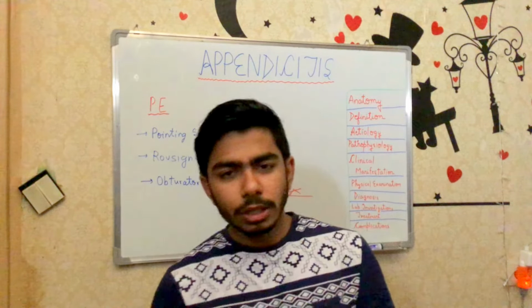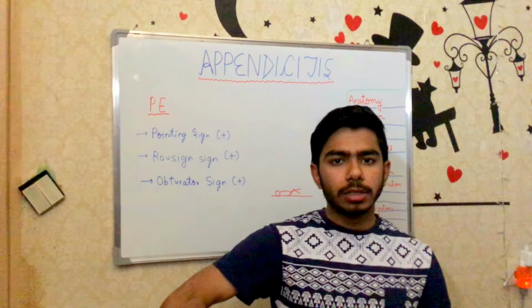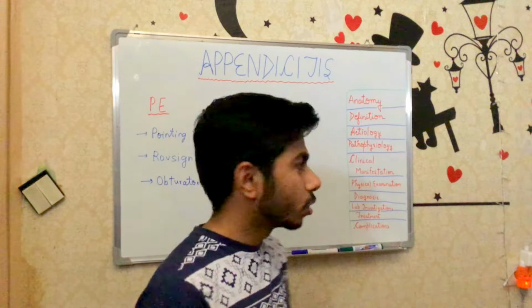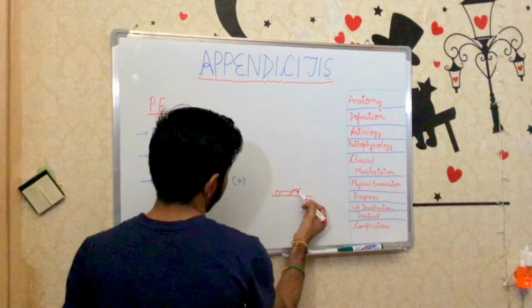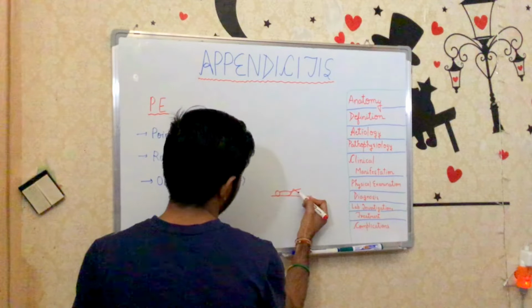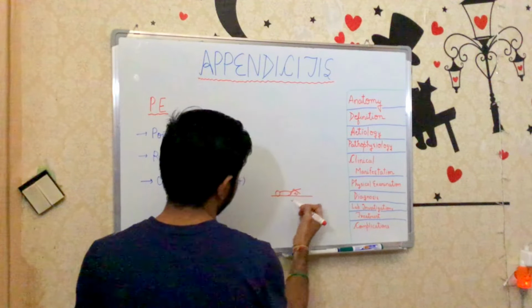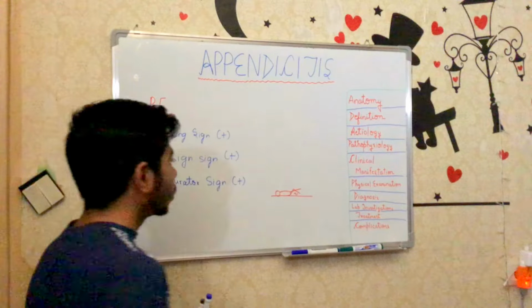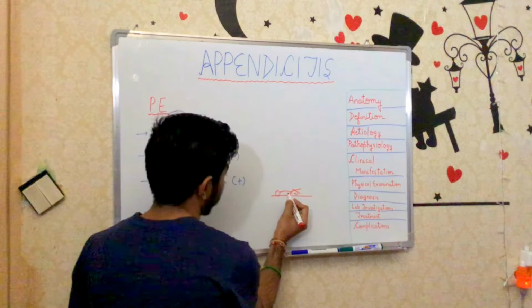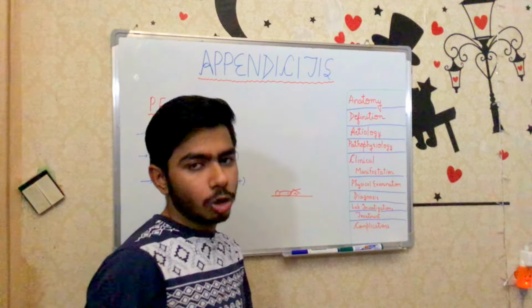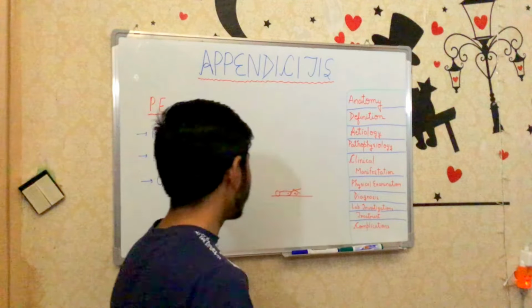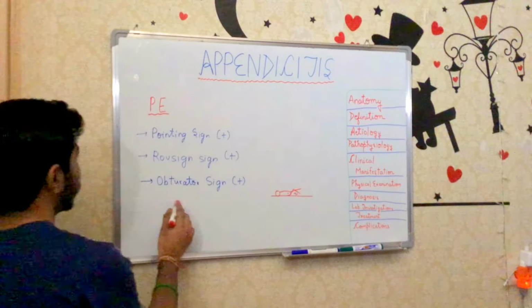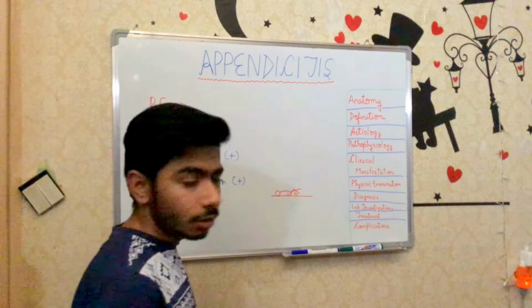If the patient is feeling pain in the right lower quadrant, that is the positive obturator sign. So you will flex the patient's leg towards him and internally rotate it. And if the patient is feeling any pain in the right lower quadrant, that is the positive obturator sign, which is particular for appendicitis patients.